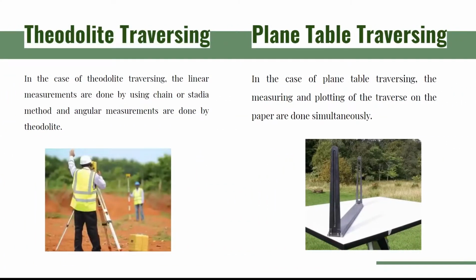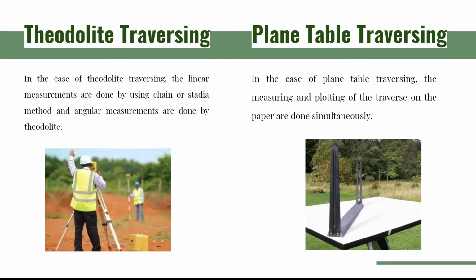In the case of theodolite traversing, the linear measurements are done by using chain or stadia method, and angular measurements are done by theodolite. Using the theodolite, the magnetic bearing of the first traverse line is measured, and from that the magnetic bearing of other sides are calculated. This method is very accurate compared to other methods.